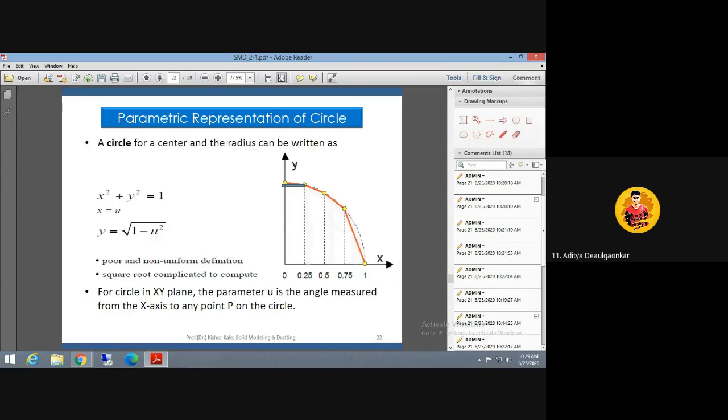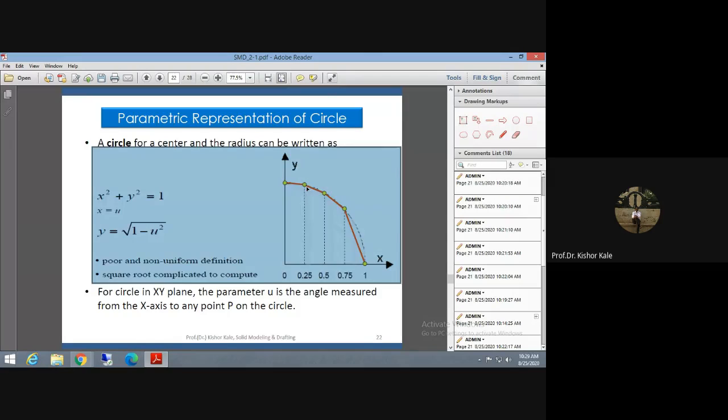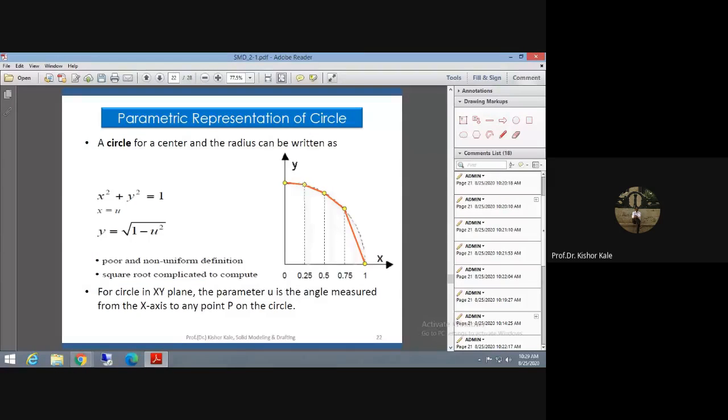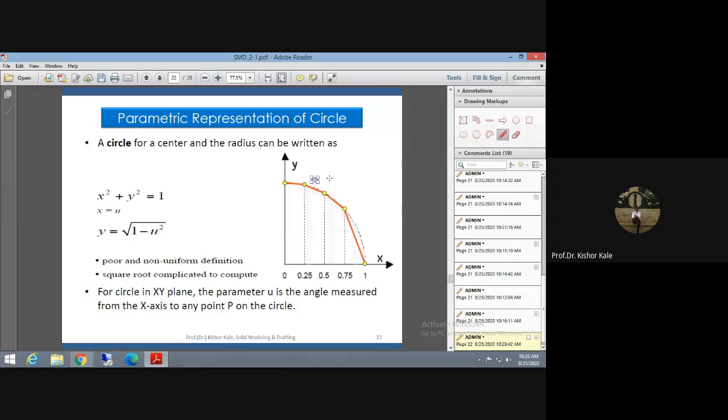Yeah, 0.9 something. That means whatever is shown here is correct at this point. This point is 0.9 something, correct? I will put this as 0.9, right? This is that point.